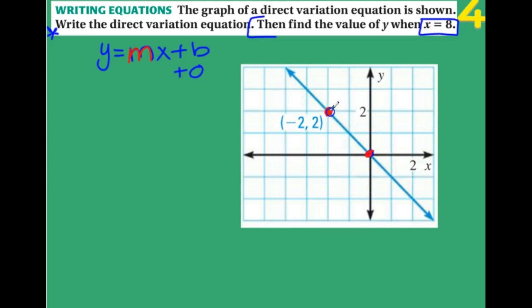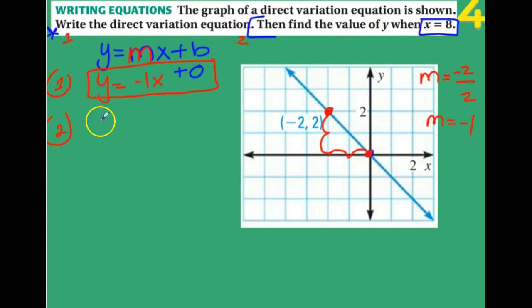Starting on the left, go down 2, so that's negative 2, and running 1, 2. 2 over 2 is really just a negative 1. So our equation is y equals negative 1x plus 0. Well, that's our equation. That's part 1. We're done.